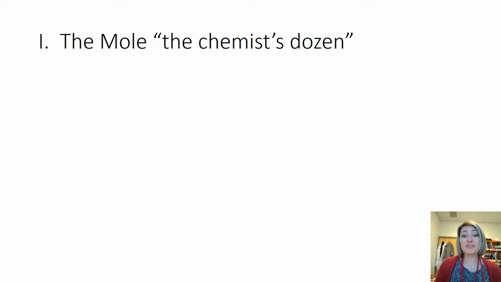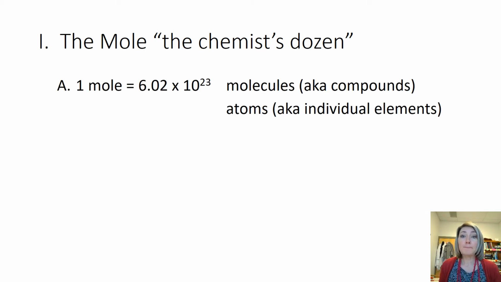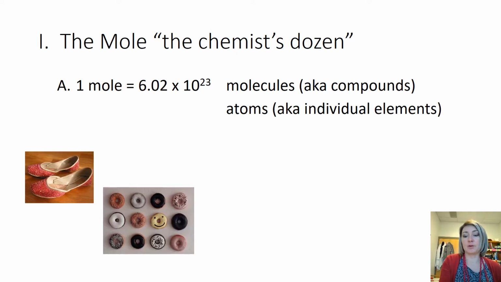All right, so we think of the mole as being the chemist's dozen. 1 mole is equivalent to 6.02 times 10 to the 23rd either molecules, if you're talking about a compound such as sodium chloride, or we would say it's equivalent to 6.02 times 10 to the 23rd atoms if we're only talking about an individual element. So we use those two terms to describe it.